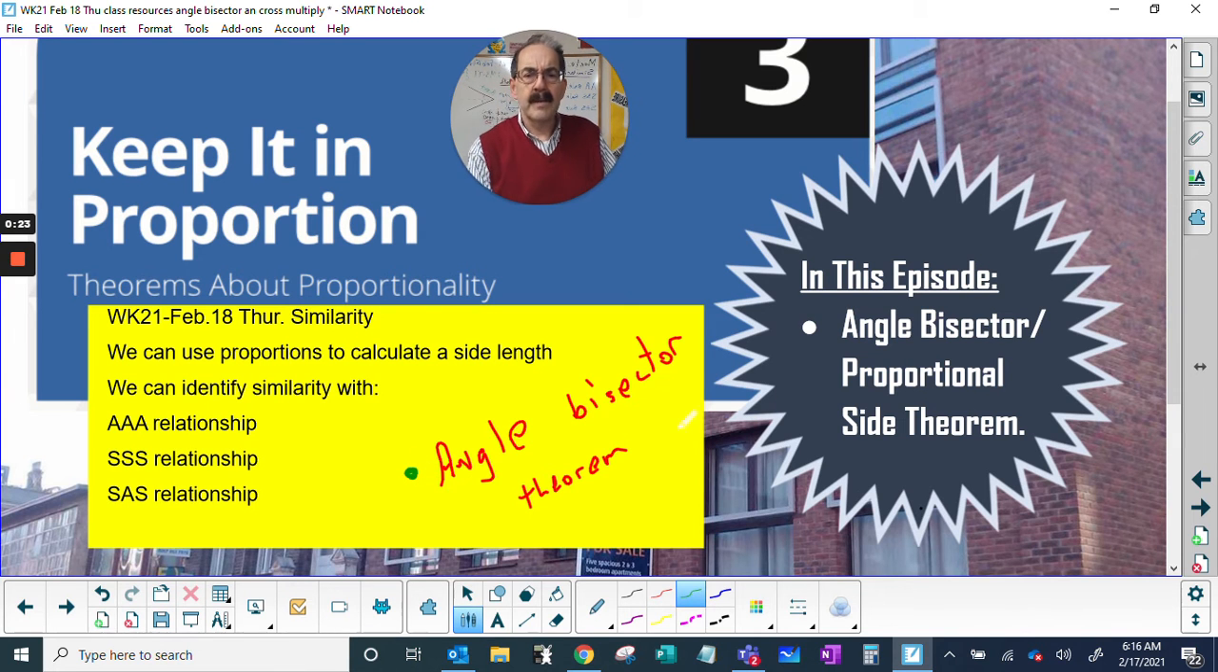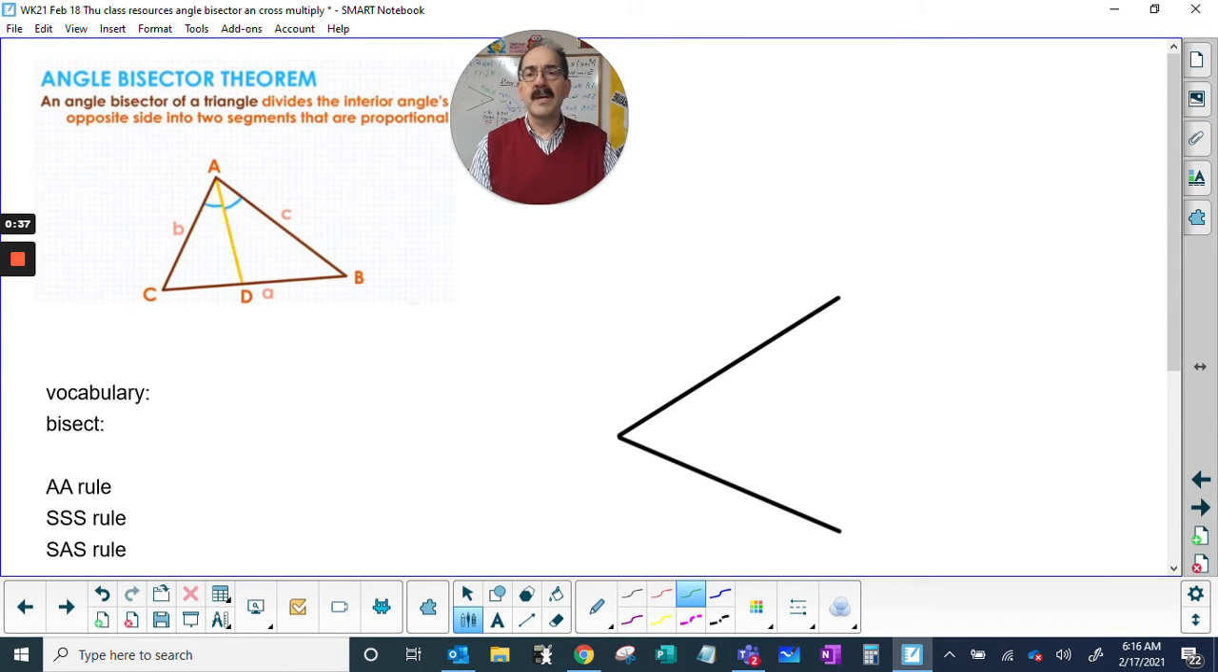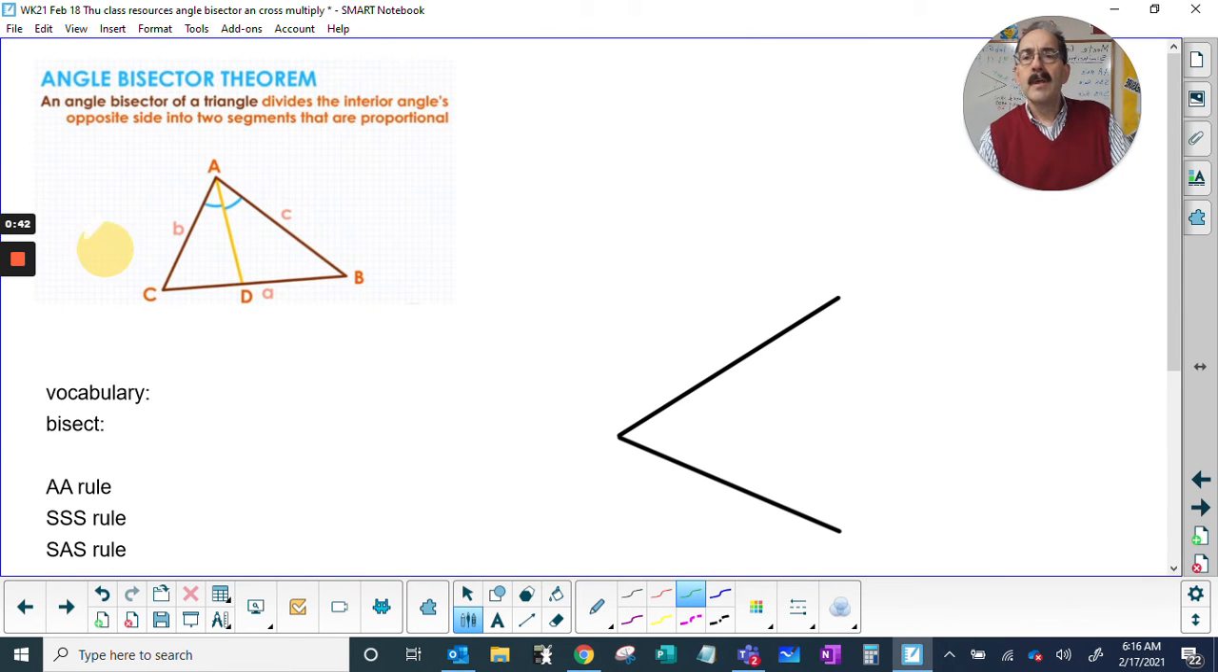Okay, do we know what it means to bisect an angle? All right, all day today, angle rule, side rule, side angle rule. So the first thing I want to do is talk about the angle bisector theorem. An angle bisector of a triangle divides the interior angle's opposite side into two segments that are proportional. We've been doing proportions, haven't we?